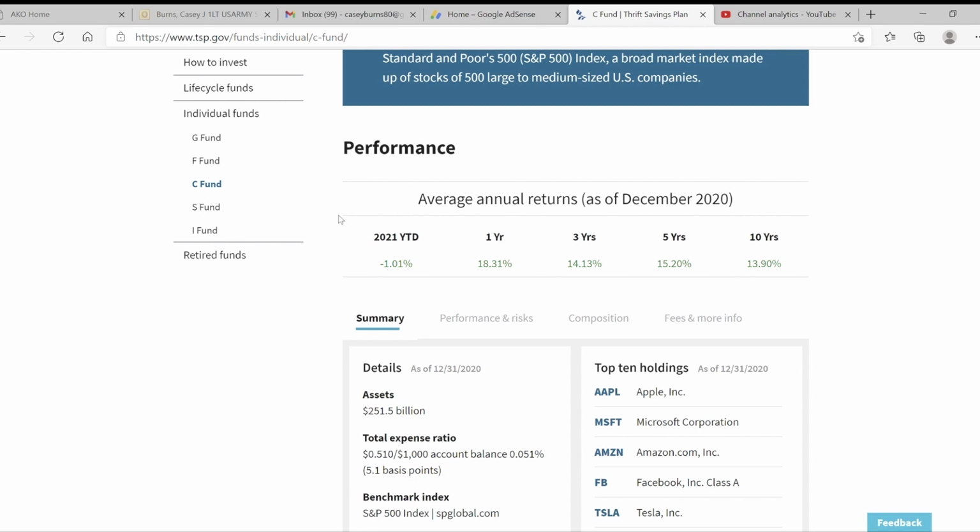Also, another thing to know is that the C fund, in any given year, could crash by a lot. The G fund with your short-term bonds will crash a little bit less, so that's considered a little bit less risky, whereas your F fund is a little bit more risky than your G fund. C fund is generally more risky than that. S fund is what we'll go into next.